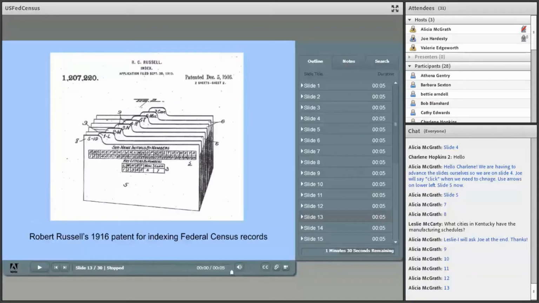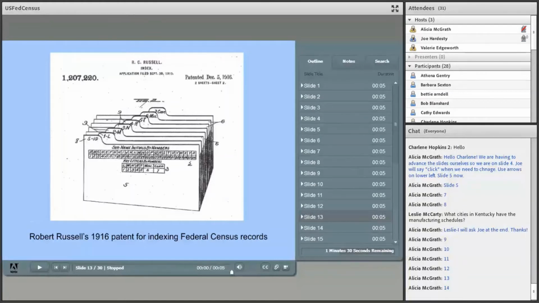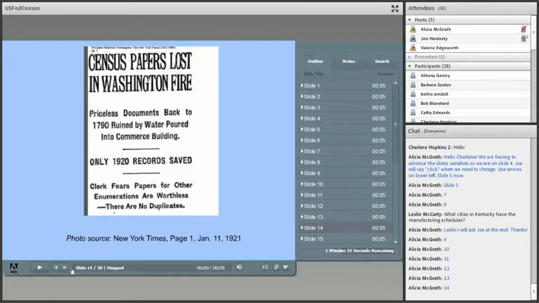Now, let's move on a little bit further. In 1921, on January 10th, if you click on slide 14, you'll see that there was a disastrous fire in Washington, and that just was so terrible. The New York Times here claims that all the censuses were destroyed, and now we know, thankfully, that it really was only the 1890 census that was destroyed.